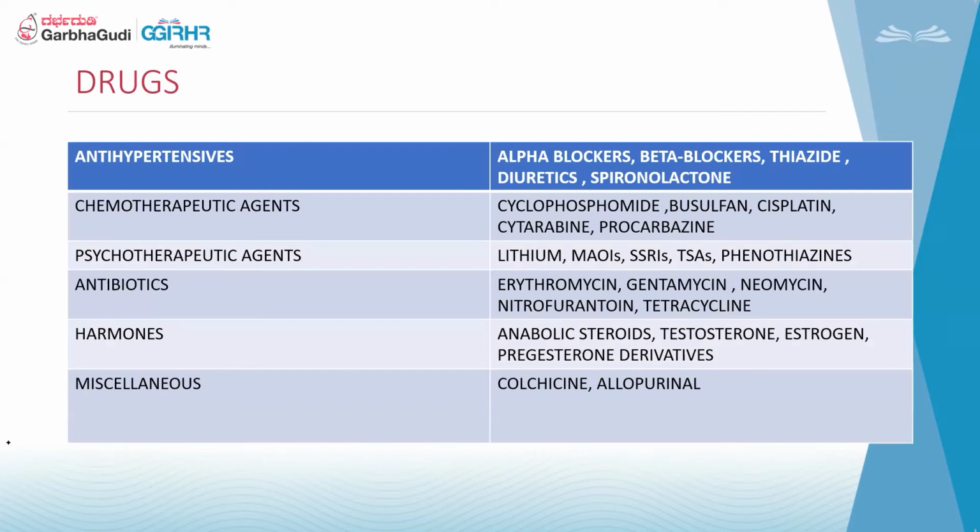Coming to the drugs, there are several drugs categorized like antihypertensives, in which the alpha blockers, beta blockers, and diuretics are known to cause defects at the fertilization level, with the fusion of the sperm and the oocyte membrane. Then the chemotherapeutic agents like cyclophosphamide, busulfan, cisplatin, and psychotropic agents like lithium, SSRIs, antibiotics, hormones, colchicine and allopurinol.